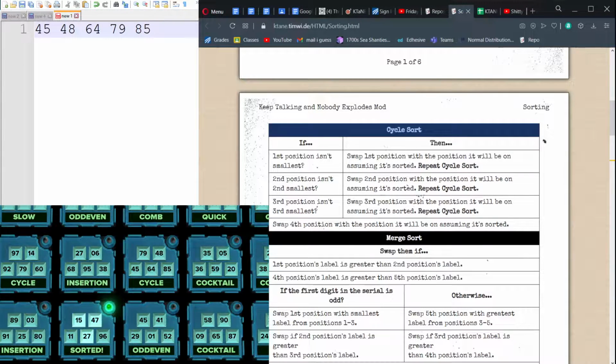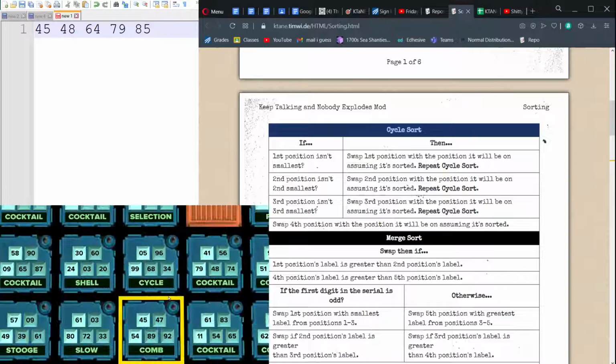So 45 is already sorted. However, and then we just continue on. Oh no, this one's boring as well. Just swap these. This should be an interesting example.